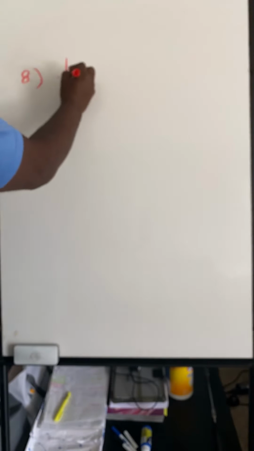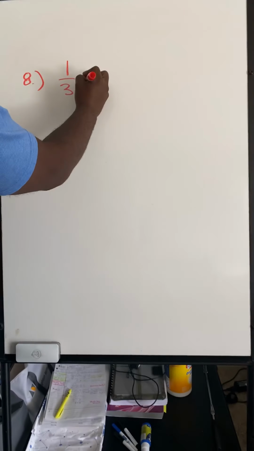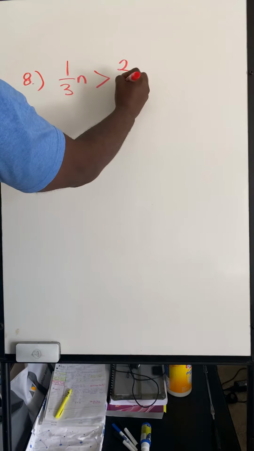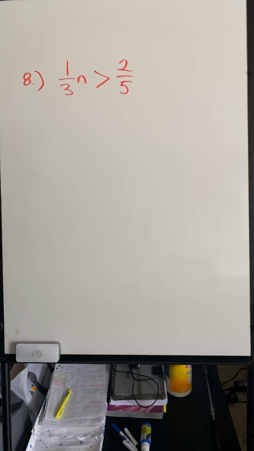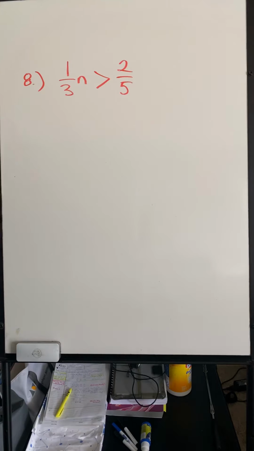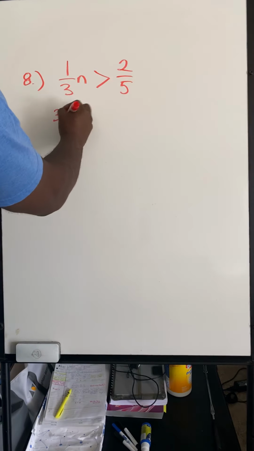So we have 1 over 3 times n, and we want this to be greater than 2 over 5. So what I'm going to do is, because I know a lot of us don't like to deal with these fractions, and we're not very familiar with how much they are, right? But I know that if I go 1 divided by 3, I'm going to get 33.3.